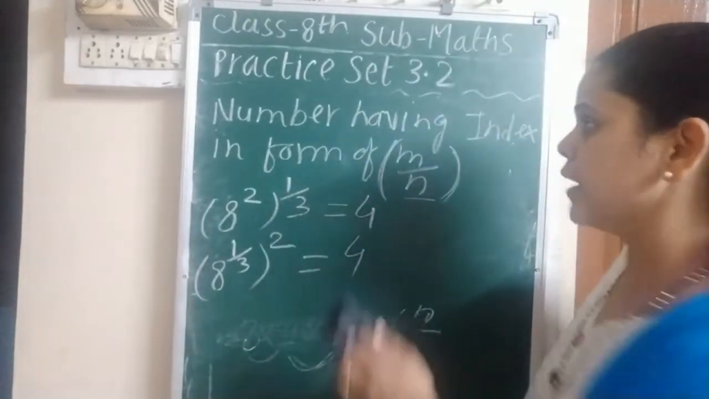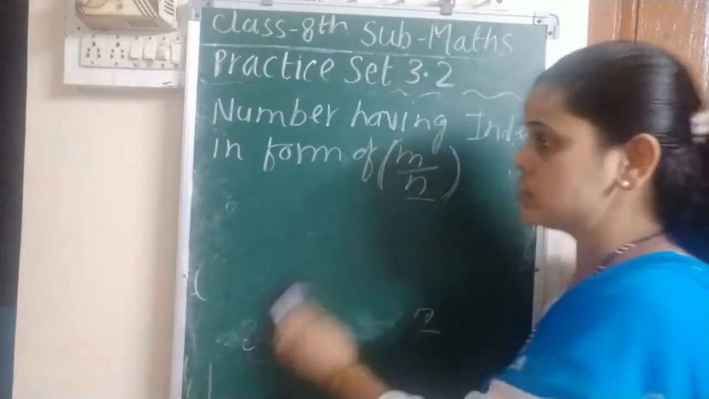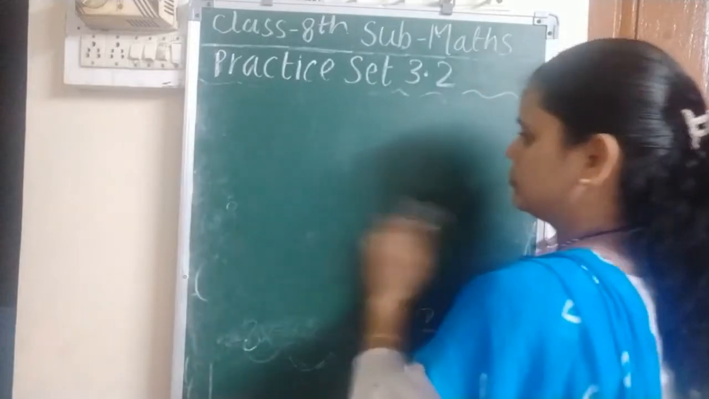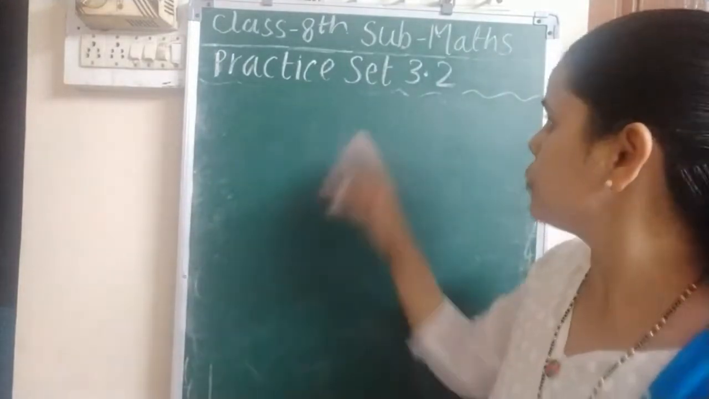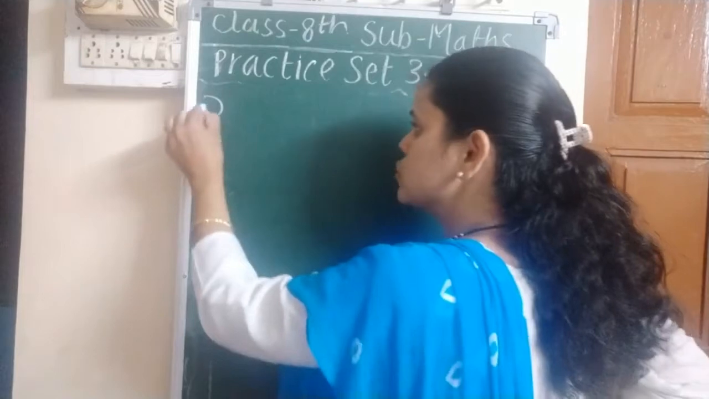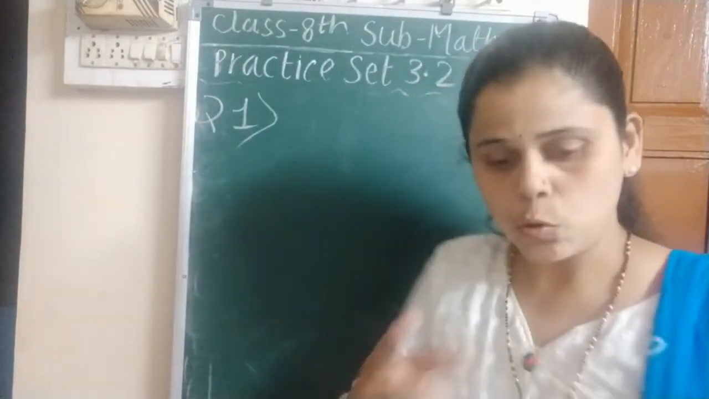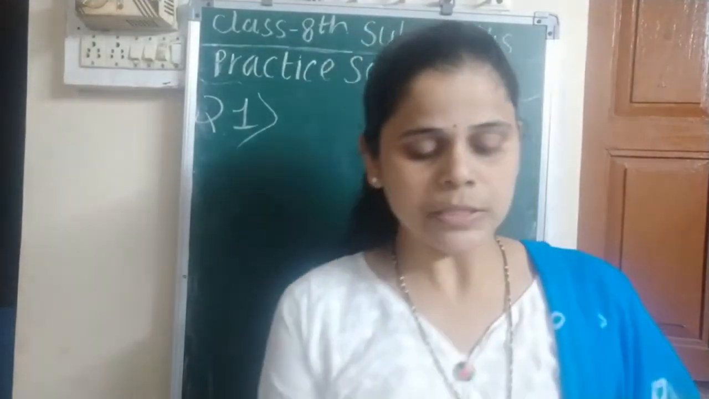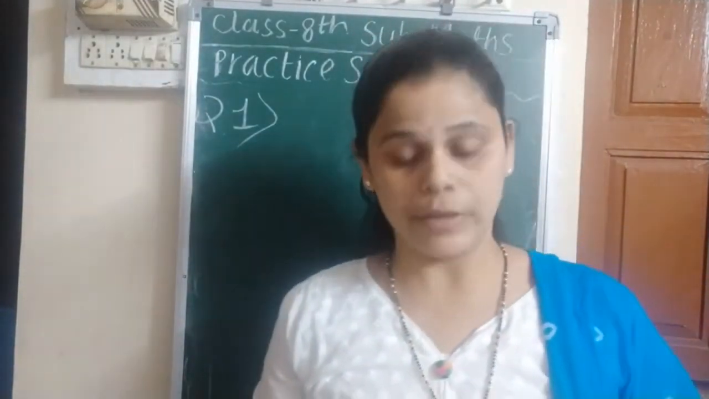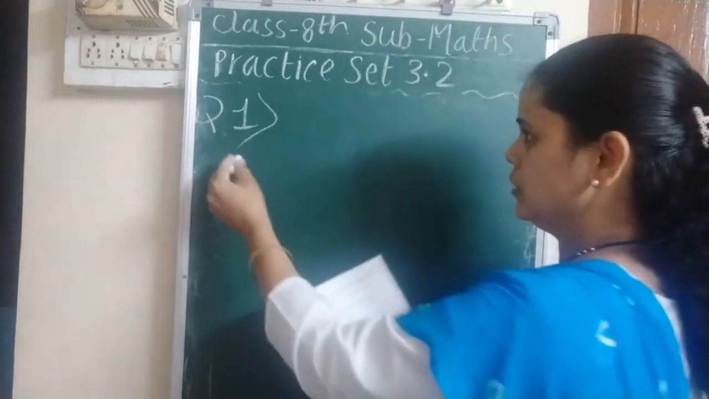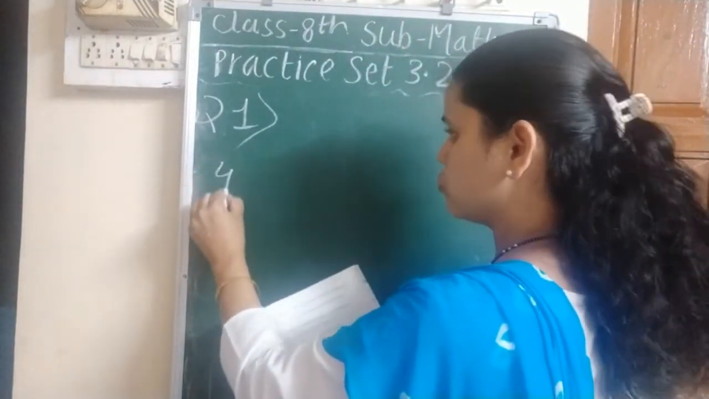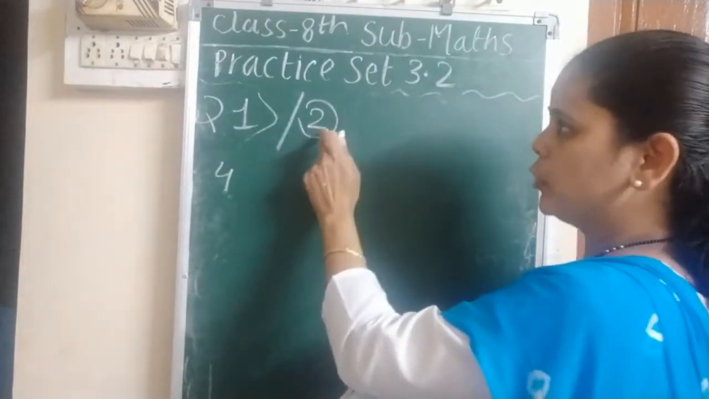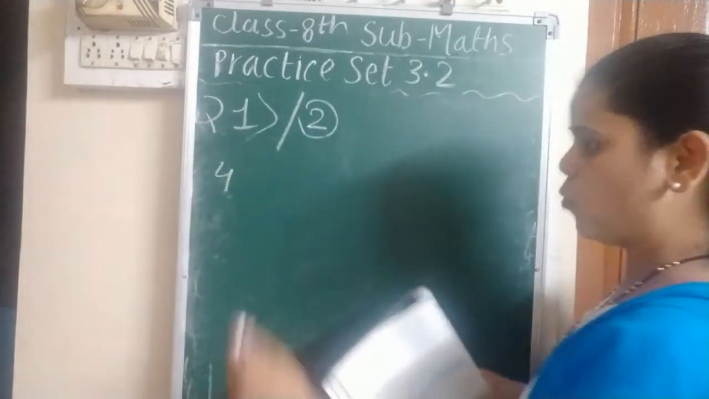So today we will solve the problems based on this concept, and just see the practice set, question number 1 from practice set 3.2. So just open your textbook page number 16. On page number 16, the first question is: complete the following table. Here the numbers are given. Just take the second question of the main question 1.